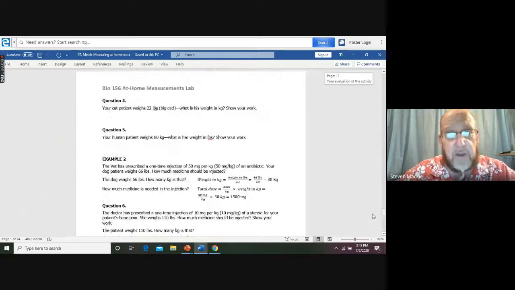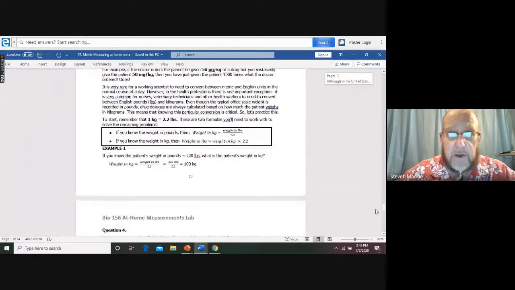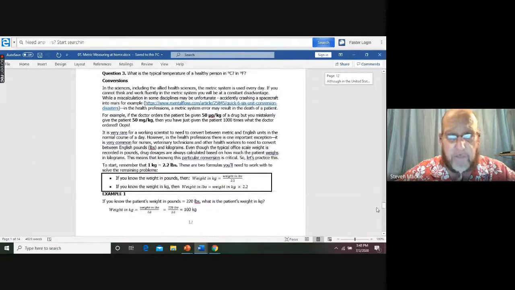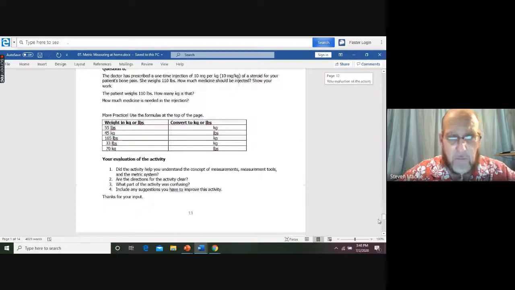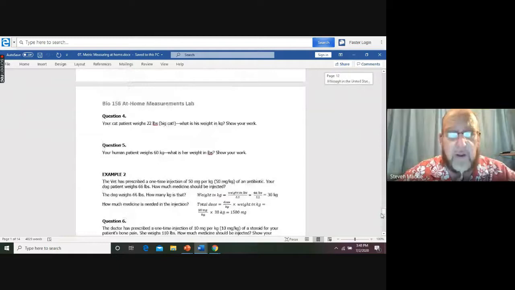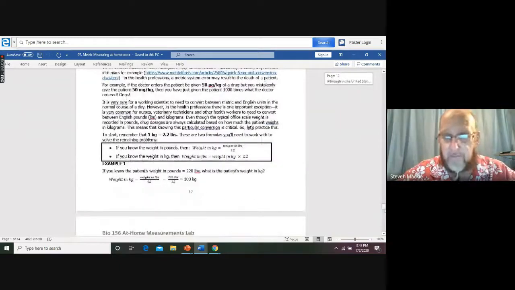When they showed me this lab, I said, wait a minute, we need to include this part. This is one of the most important metric conversions that allied health people need to do. It has to do with drug dosages, etc. So I wrote this part and included some questions in it that I think are pretty straightforward.